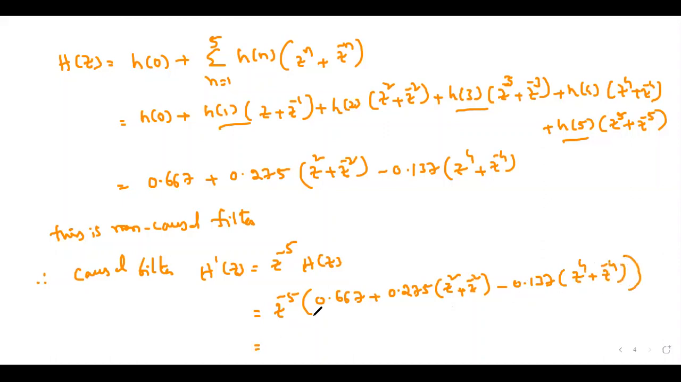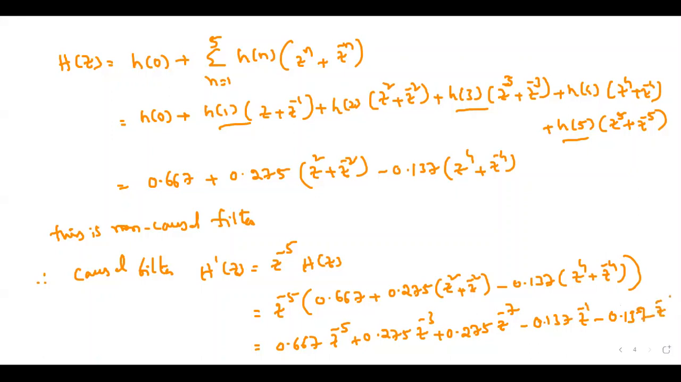If you multiply this, this is equal to 0.667 z power minus 5, plus 0.275 z power minus 3, plus 0.275 z power minus 7, minus 0.137 z power minus 1, minus 0.137 z power minus 9.